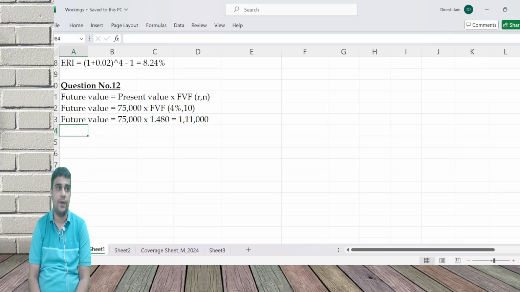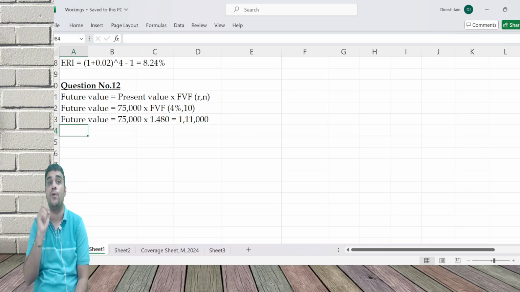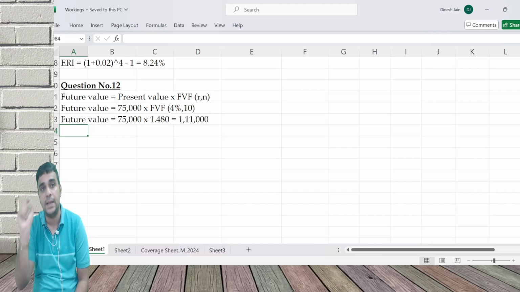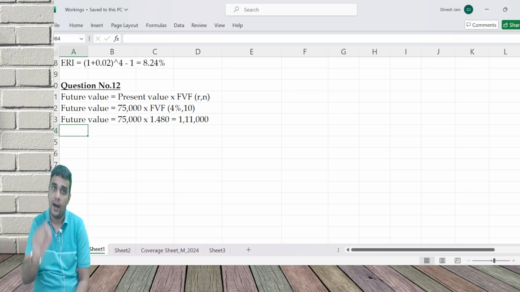Understand the concept very clearly. Again, I'm repeating this. This is an area where final students also make a mistake. R and N should be for the time period at which cash flow is happening. If you are paying every month, tell me R per month and how many months. If it's every half year, R per half year and how many half years. Clear? Any doubts on this?